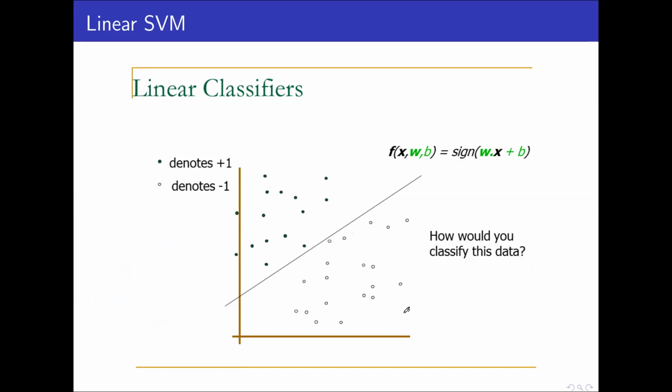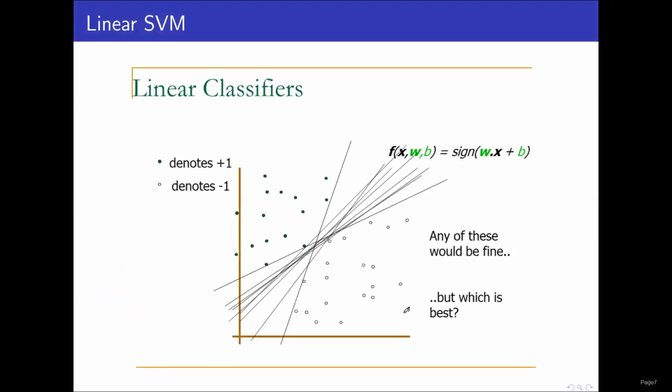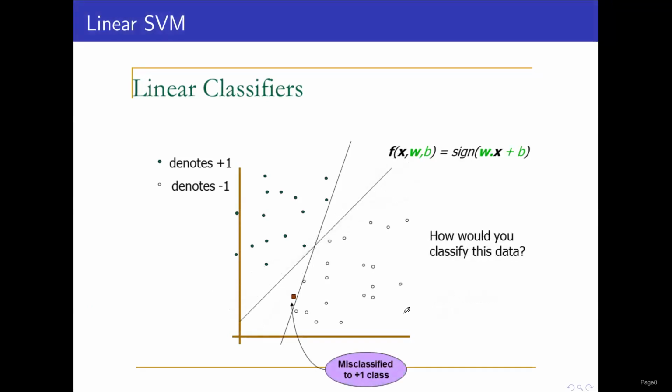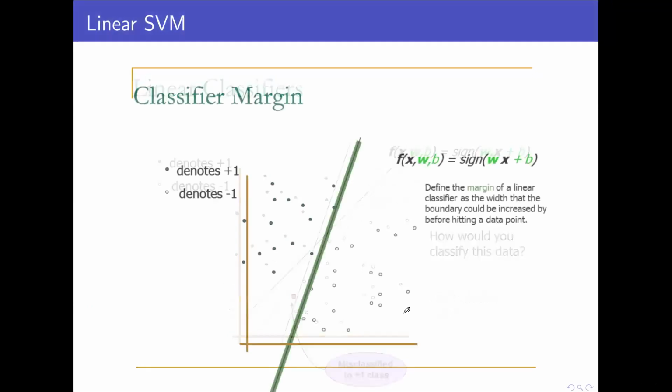How do you classify the data? See, as I earlier told, which line is better to draw? Okay, so this line or this. There are many possibilities to draw the lines. So which line is your choice? If you are drawing this line, there is a misclassification. Define the margin of a linear classifier as the width that the boundary could be increased by before hitting a data point.